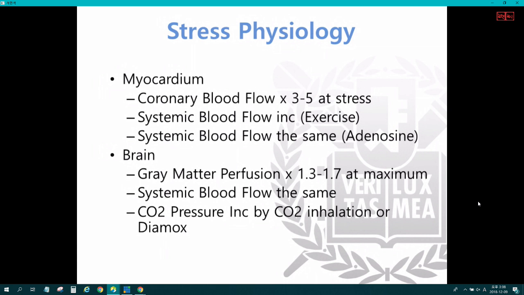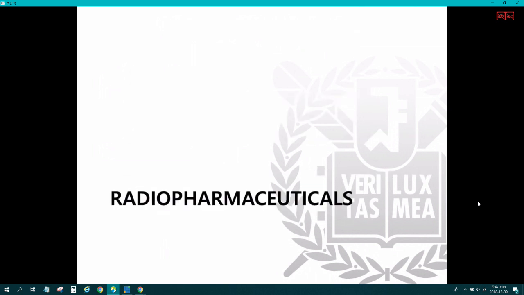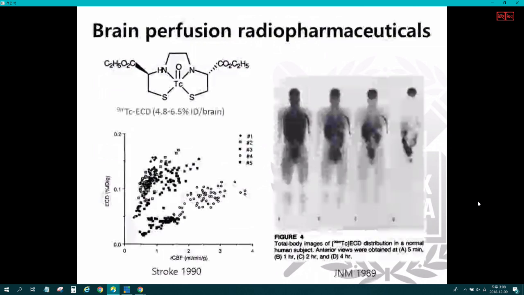Now, radiopharmaceuticals. How do we image that kind of physiologic difference using radiopharmaceuticals? The first one is ECD. Without that, can you see those pharmaceuticals? And if we can just put, here is the evidence.